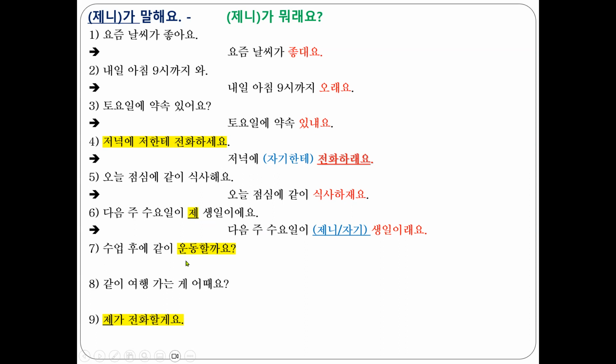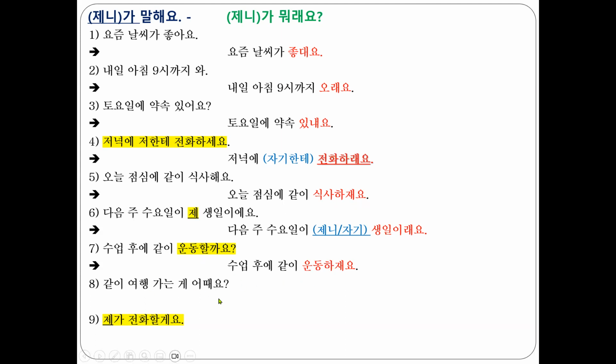Okay? 수업 후에 같이 운동할까요? By appearance, it looks like a question, right? But actually, connotation-wise, it's not a question. This is a suggestion. Why don't we, 뭐뭐 할까요? How about exercising together after class, right? So, suggestion. So 재요, 운동하다, 운동하재요. 수업 후에 같이 운동하재요. She suggested to exercise together after class.